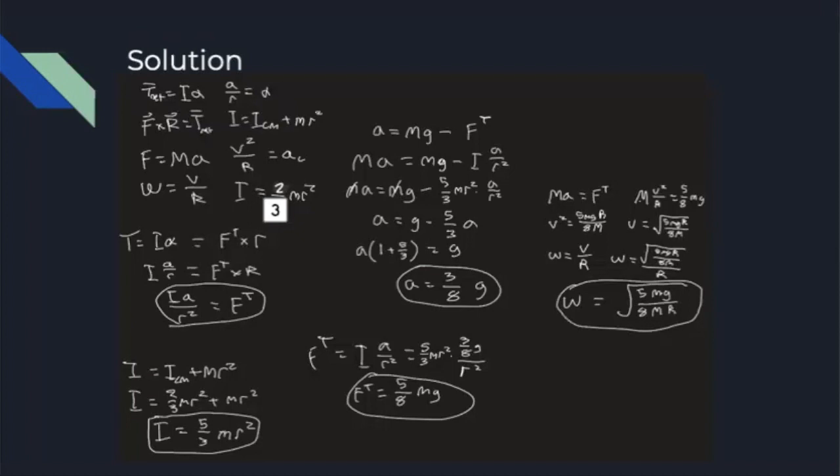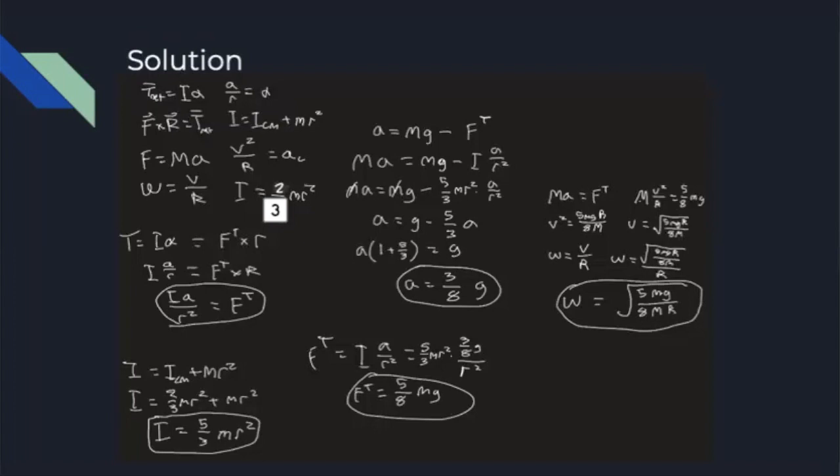After doing some algebra and simplification, you can see we are able to cross out the masses, cancel them out, and we're left with acceleration equals gravity minus 5/3 acceleration. You factor out the acceleration and you get acceleration equals 3/8 of gravity. Now we know the acceleration of the ball.